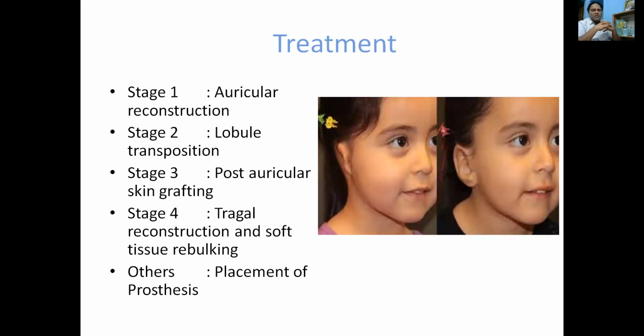What is the treatment of these congenital deformities? This deformity can be corrected with plastic surgery. Stage 1 is auricular reconstruction. Stage 2 is lobe transposition. Stage 3 is post-auricular skin grafting. Stage 4 is tragal reconstruction and soft tissue rebulking. Maybe placement of prosthesis. As seen in the picture, the beautiful girl before surgery has a completely absent pinna. Then the second surgery is very excellent work done by the surgeons, maybe a placement of prosthesis.